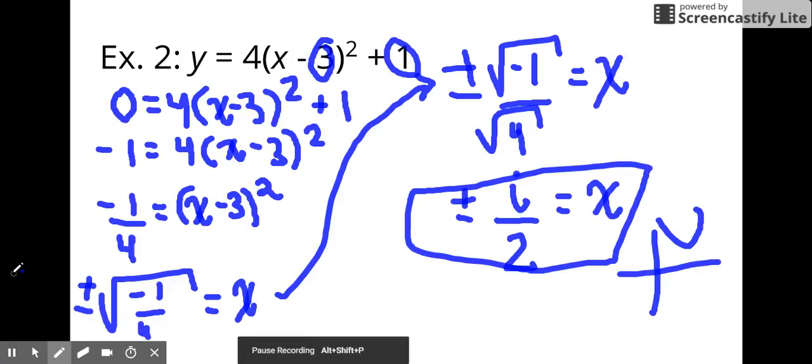And imaginary numbers really do exist. It's just an unfortunate name that we gave them. So we have the real number system, we have imaginary numbers, and it doesn't mean that they don't exist. It just means that they occur when you get a negative underneath of a radical. And so that's how you can solve quadratics by the square root method and simplify an imaginary solution.